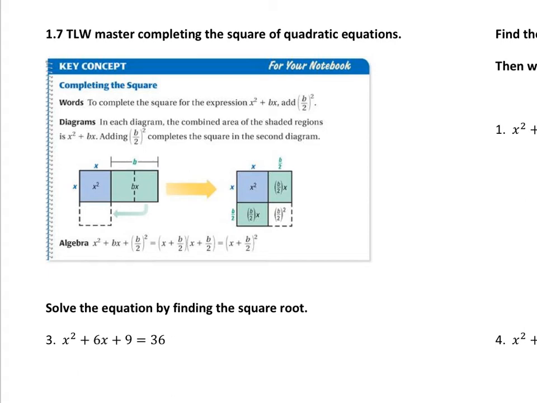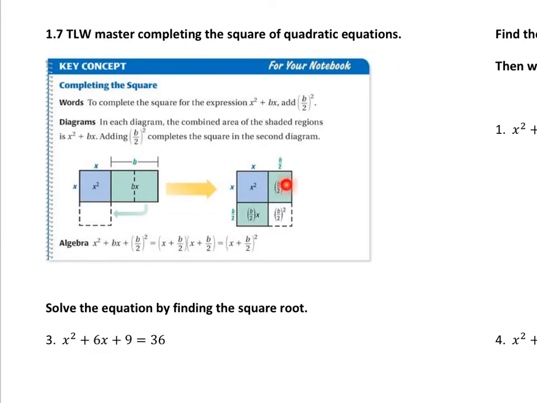Alright guys, today's goal: the learner will master completing the square of quadratic equations. To complete the square for the expression x squared plus bx, you add b divided by 2 squared. In each diagram, the combined area of the shaded regions is x squared plus bx. So there's x squared, plus the bx. Adding b divided by 2 squared completes the square.